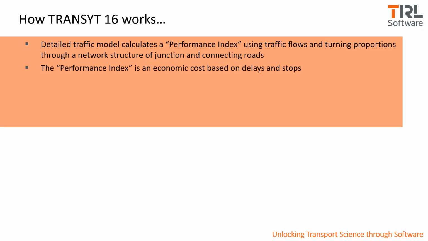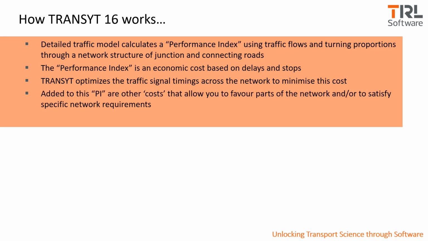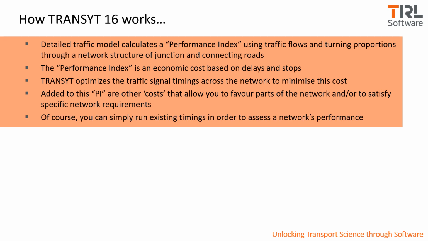The performance index is an economic cost based on the delays and stops within the network, and TRANSYT optimizes the traffic signal timings across the network to minimize this cost. Added to this PI, as it's known, are other costs that allow you to favour parts of the network and to satisfy specific network requirements. So this is where when you're modelling corridors, for example, you'd be trying to favour a particular route through the network at the expense of the side roads. And I'll briefly mention how you do that later on. Of course, you can simply run existing timings in order to assess a network's performance.